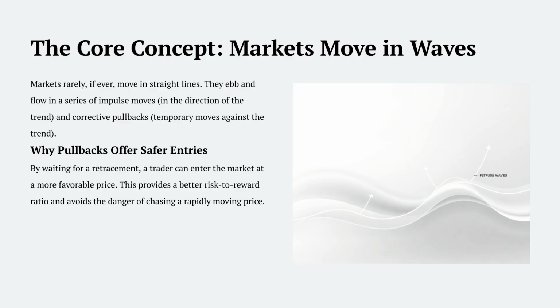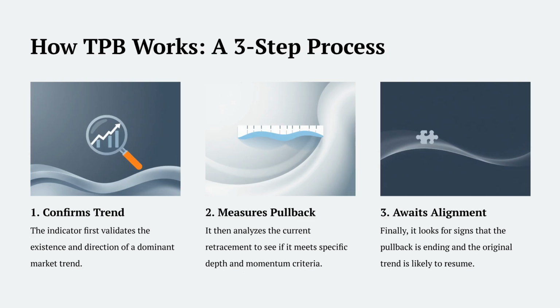The core concept is that markets move in waves, with impulse moves in the direction of the trend and corrective pullbacks against it. Waiting for a retracement allows traders to enter at a more favorable price, offering a better risk-to-reward ratio. The TPB indicator works in a three-step process.